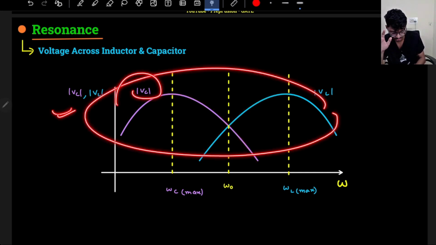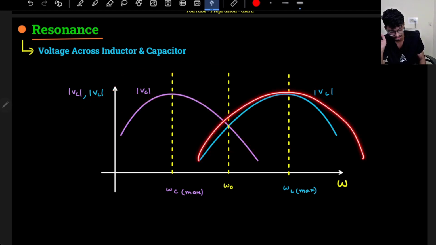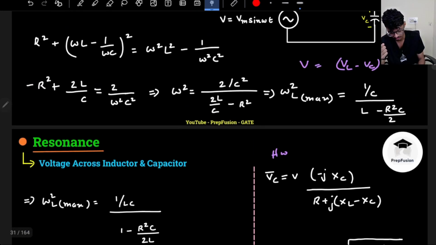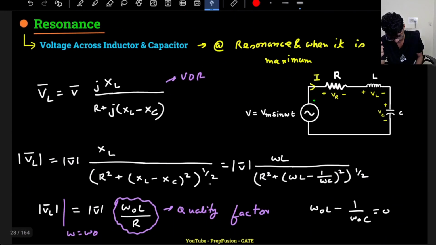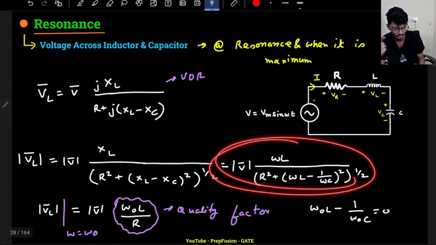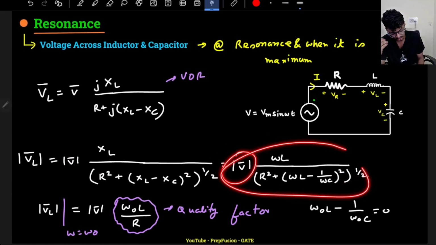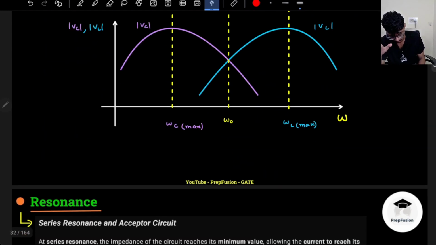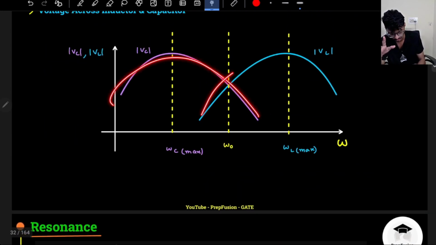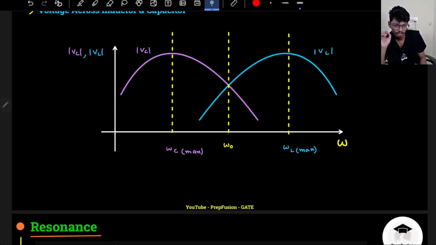What is the capacitor voltage for various frequencies? What is the inductor voltage? You can always use this formula to understand the graph mathematically. This is the formula with respect to omega. For V L, this is the formula. For V C, this is the formula. You can vary omega, and graphically the magnitude will vary somewhat like this. I hope you got this.